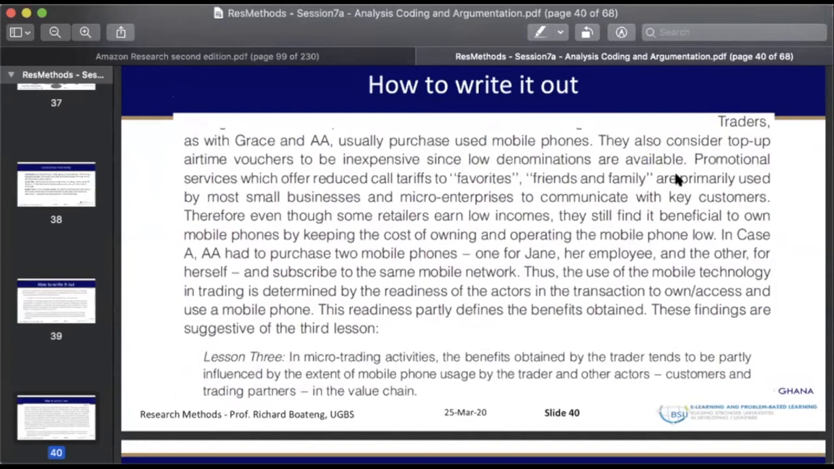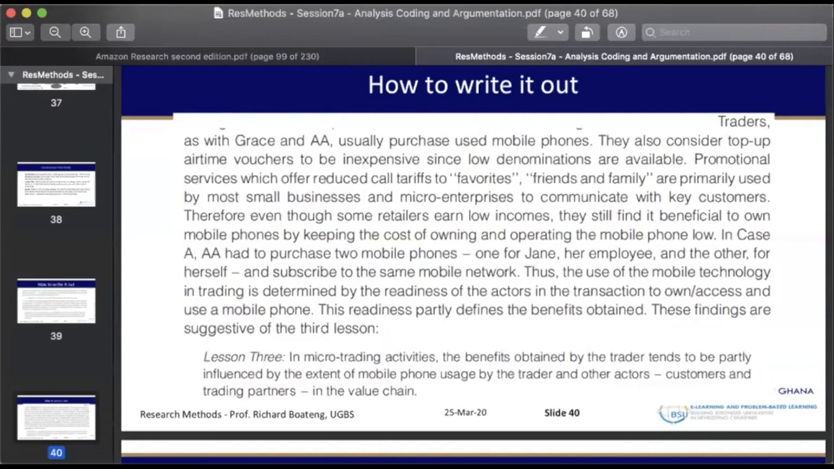Even though some retailers earn low incomes, they still find it beneficial to own mobile phones by keeping the cost of owning and operating a mobile phone low. In case A, AA had to purchase two mobile phones, one for Jane and an employee, and the other for herself, and subscribe to the same mobile network. The use of mobile telephone in trading is determined by the readiness of the actors in the transaction to own or access a mobile phone. This readiness partly defines the benefits obtained. Then it goes on to say something.